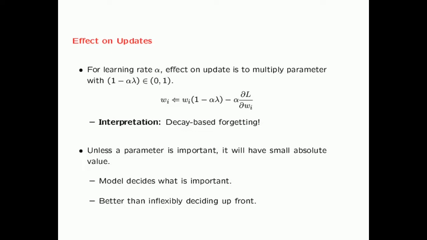This actually has a neat biological interpretation. You can interpret this type of update as decay based forgetting. Over time during training, unless the loss function tells you to increase the value of wi, left to its own devices, the absolute value of wi will grow smaller and smaller. Unless a parameter is important, it will have small absolute value, so you're giving the model the flexibility to decide what is important. Especially because you tune lambda, the model has even more flexibility in deciding what level of complexity to use, and this is better than inflexibly deciding upfront.